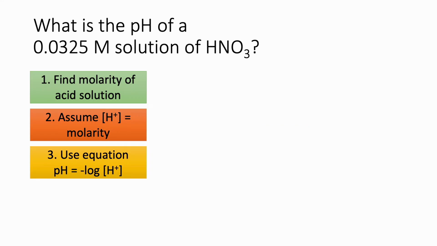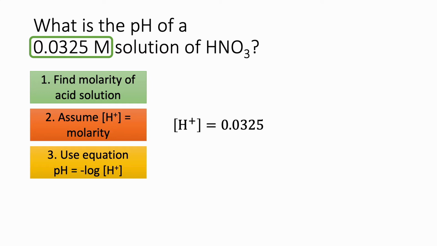What's the pH of a 0.0325 molar solution of HNO3? So first step, remember, is to find the molarity of the acid solution in the problem. So there it is, 0.0325. The second step is to assume that our H plus concentration is equal to the molarity, which is 0.0325. And then third, we're going to use the equation pH equals the negative log of H plus.